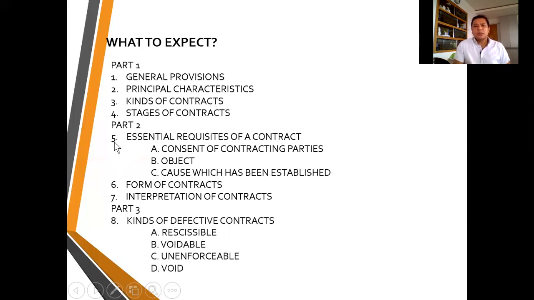Part 2 will be the discussion of essential requisites of contract, which are consent, object, and cause. Then included in part 2 are the different kinds of form of contracts and interpretation of contracts. The last part would be the defective contracts, which are rescissible, voidable, unenforceable, and void contracts. For today, we'll discuss part 1.